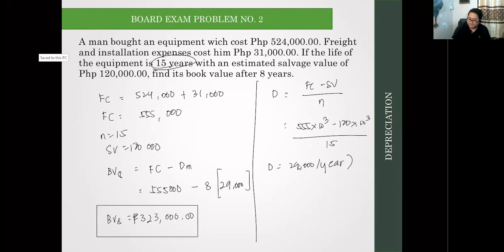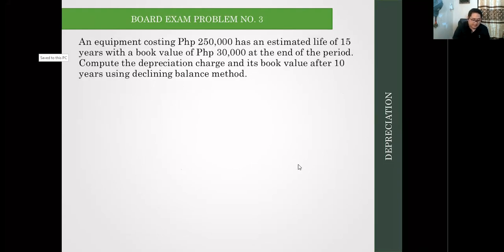Then we have, I think, the last problem. An equipment costing 250,000 has an estimated life of 15 years with a book value of 30,000 at the end of the period. Compute the depreciation charge and its book value after 10 years using the declining balance method. Okay? So, first cost natin is 250,000. Okay? Expected life natin is 15. Book value natin is 30,000.